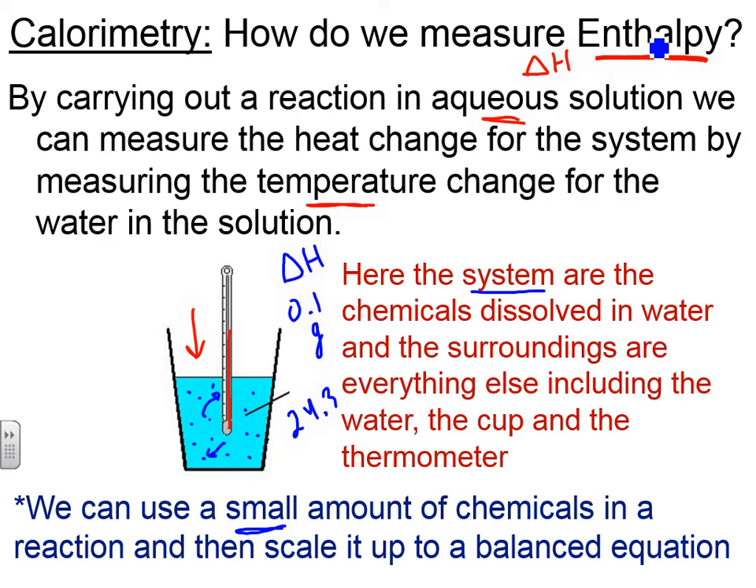And the reason you would use a small amount is because you want to minimize error. Number one. Number two, if you want to use water, you'll see that we'll have to use the specific heat of water. And if you use a big amount, that will change the specific heat of water, which will make things more difficult to measure. So using a small amount is actually the way to go.